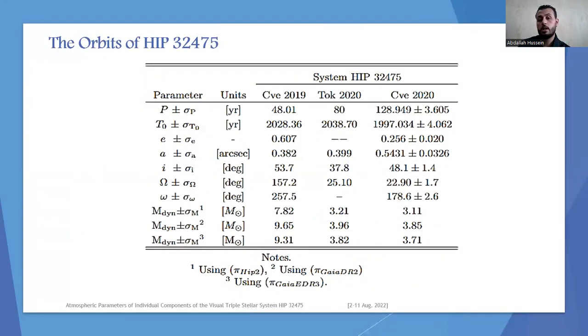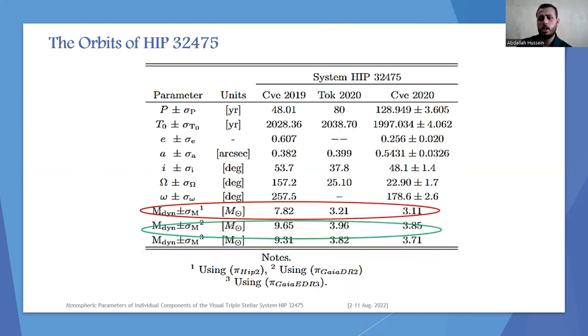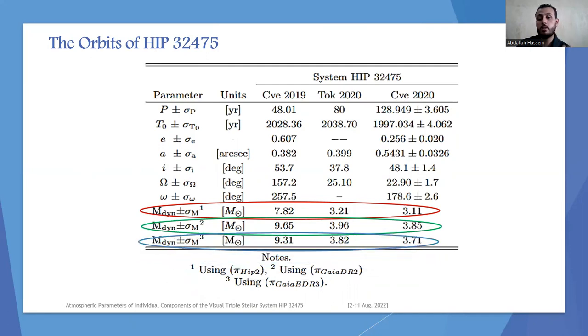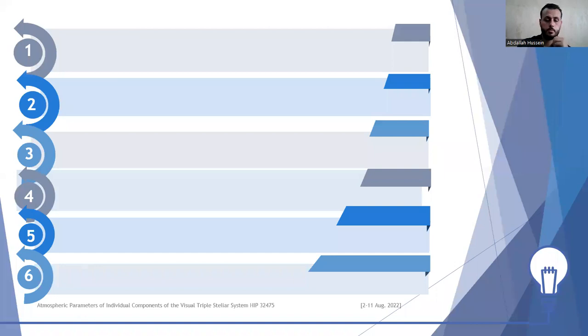We have a difference in orbital period: around 48 years from Cvetkovic, 8 years from Tokovinin, and the third one is 128 years. We can use the semi-major axis and orbital period along with distance or parallax to calculate the mass sum of the systems using Kepler's third law. But in this way, we have a very large difference using the same parallax from different solutions, and a very large difference using different parallaxes.